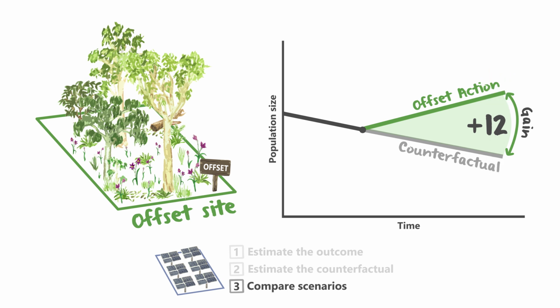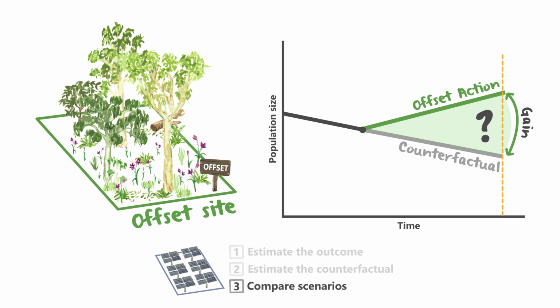Calculating the offset gain in this way helps ensure that the offset benefits we expect are additional, meaning the offset delivers a gain that would not otherwise have occurred. One important point to note is that in these offset gain calculations, we're making predictions about what might occur at some future point in time. Because of this, there are two additional factors that need to be considered. One of these is that there is a lot of uncertainty around these predictions, and so the estimate of the gain resulting from the offset is also uncertain.